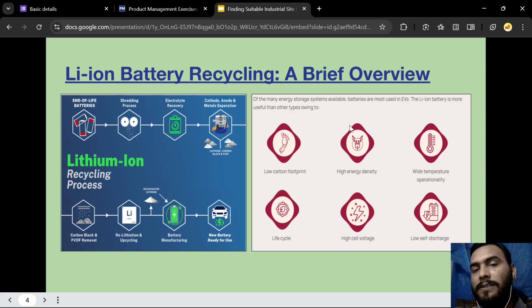Of the many energy storage systems, batteries are most used in EVs. So the most used case for lithium ion is electric vehicles. And why it is so popular is the low carbon footprint. It has a high energy density and a wide temperature operability, which means it is able to operate from low to high temperatures, the gap is wider. The life cycle can be recycled. It has a high cell voltage and low self discharge. So these are the advantages of a lithium ion battery.